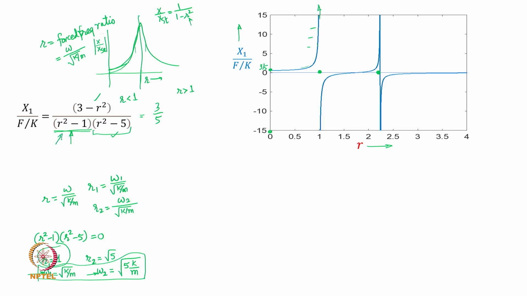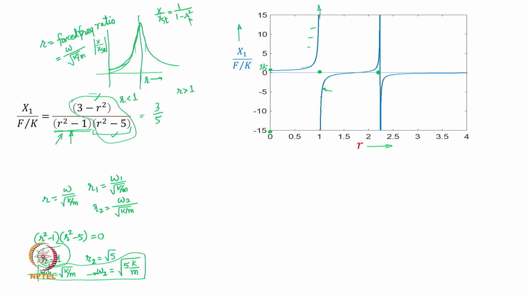This becomes negative up to this value, square root of 3. These will be positive, but this will be negative. So because of that, you can see that after it crosses the first resonance at 1, the response is actually negative. Okay.